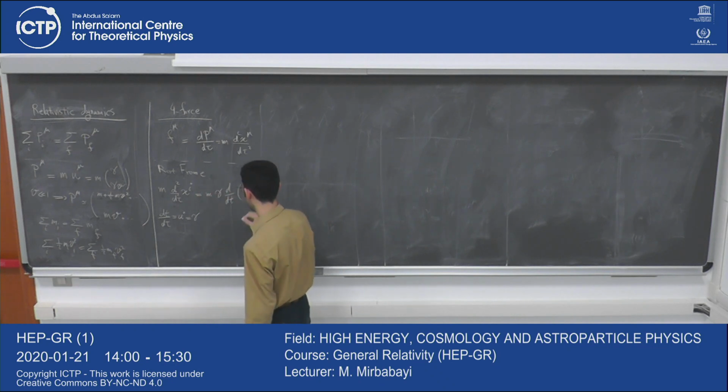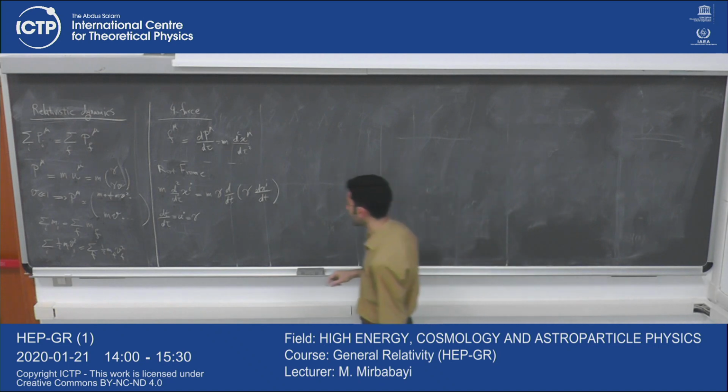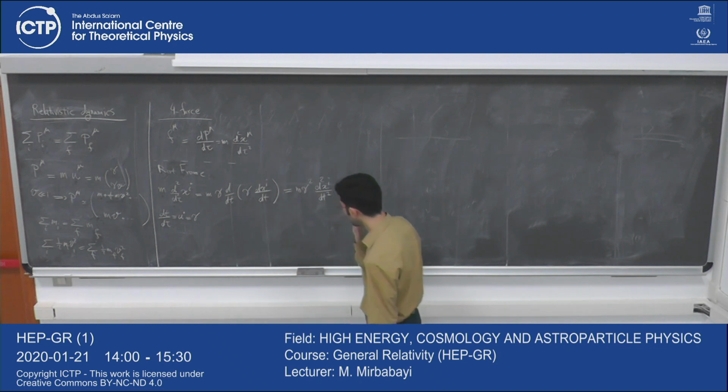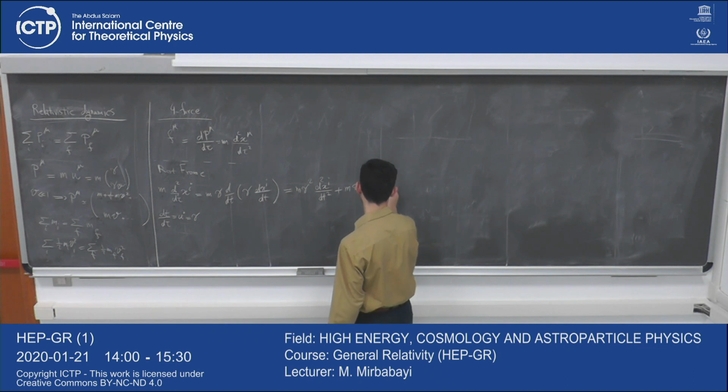d by dt of gamma dx^i by dt. And then this is m gamma squared d squared x^i by dt squared plus m gamma v_j dv_j by dt times dx^i by dt.